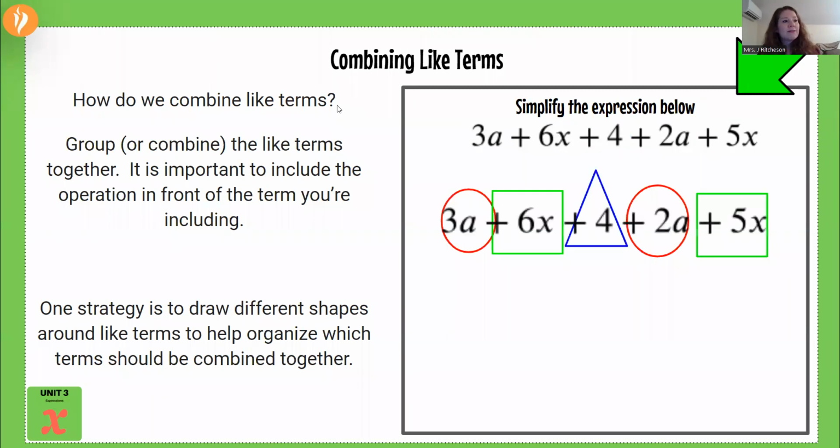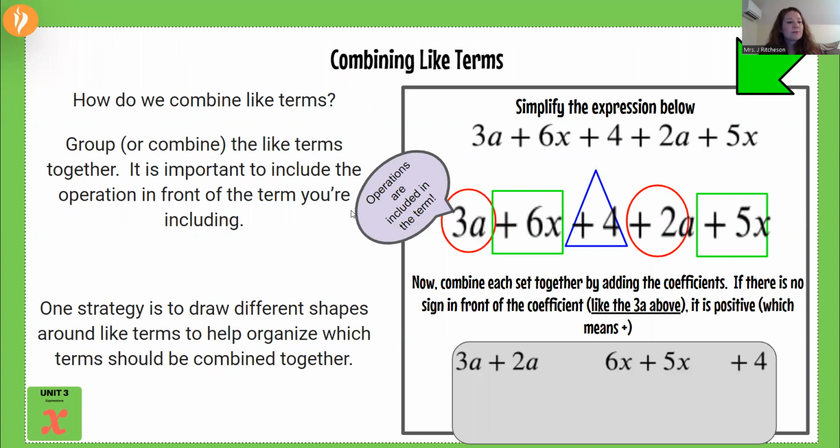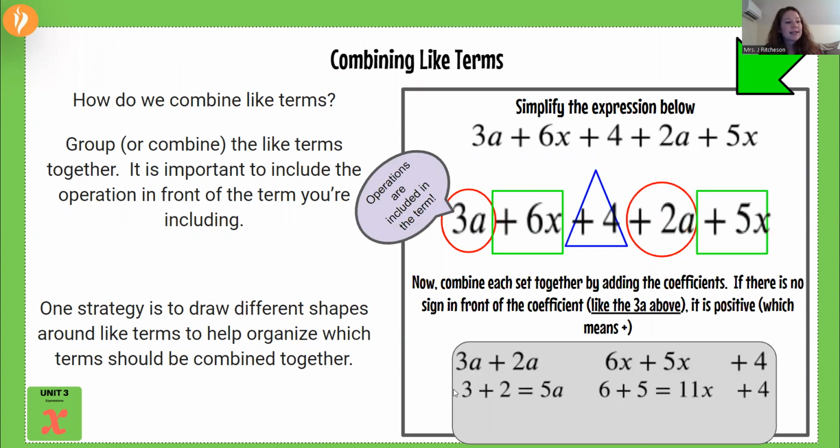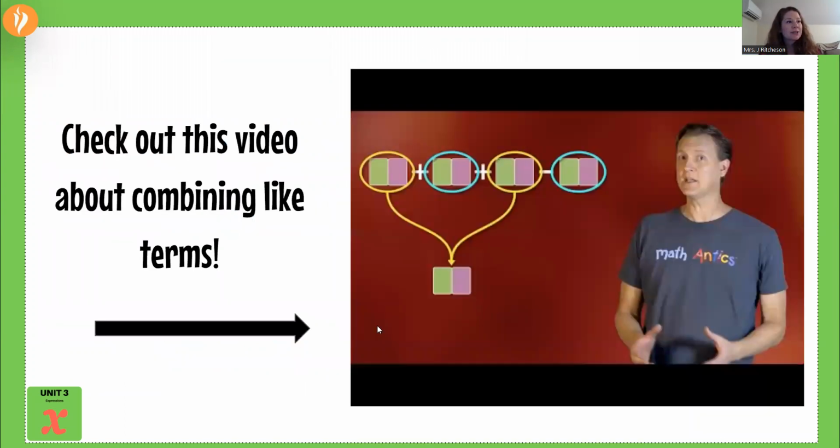All right, and they identify it with all these different colored circles, squares, and triangles. And they got the same thing we did: 5a plus 11x plus 4. That is the simplified answer.